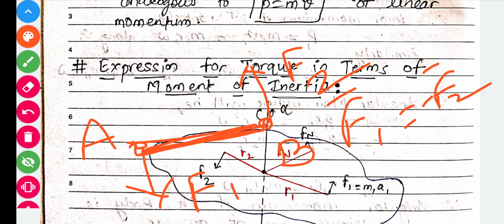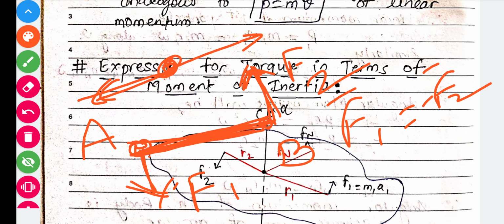But what is the important thing to notice here? In an action-reaction pair, what happens? We apply both the forces at the same point, maybe in the same direction or in the opposite direction. But here we don't apply the force at the same point. One force is at another point, at a perpendicular distance, and they must be in opposite directions, and their distance should be perpendicular.